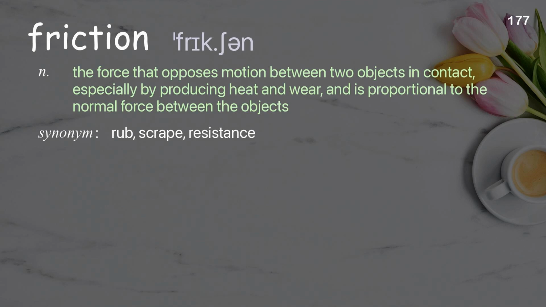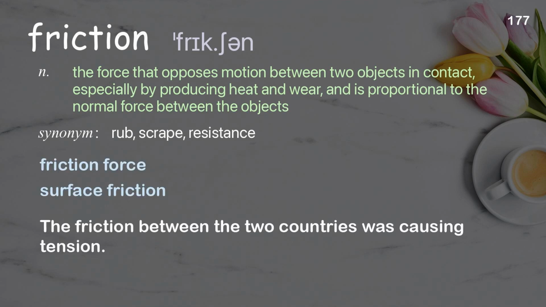Friction. The force that opposes motion between two objects in contact, especially by producing heat and wear, and is proportional to the normal force between the objects. Examples: friction force. Surface friction. The friction between the two countries was causing tension.